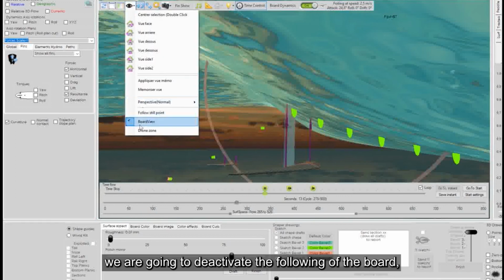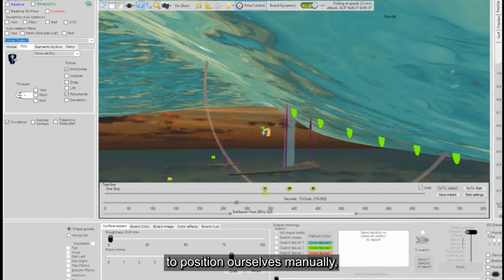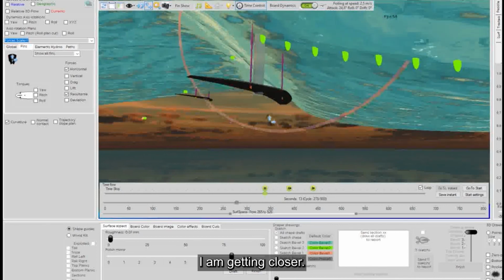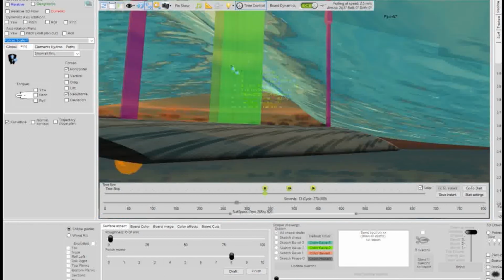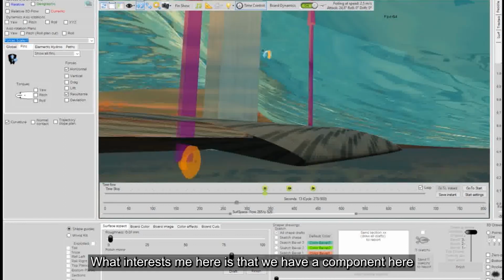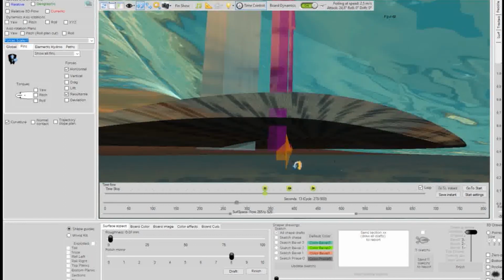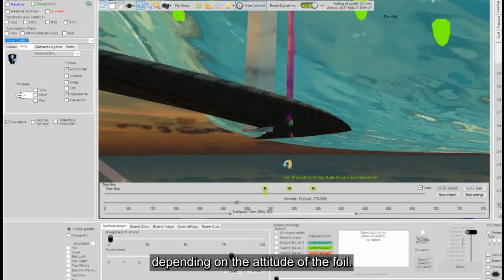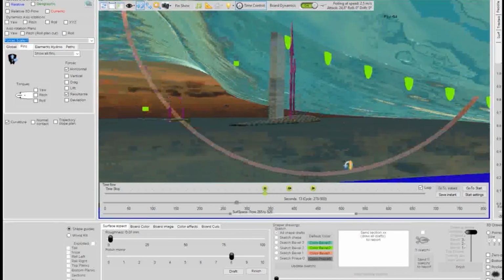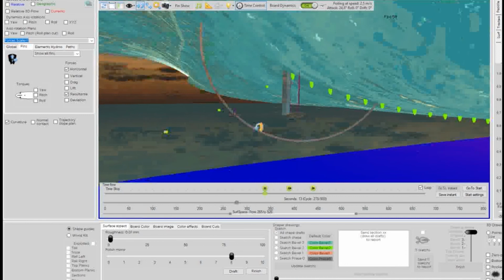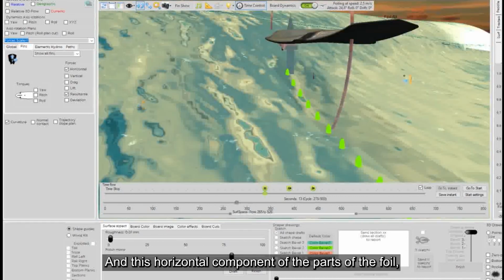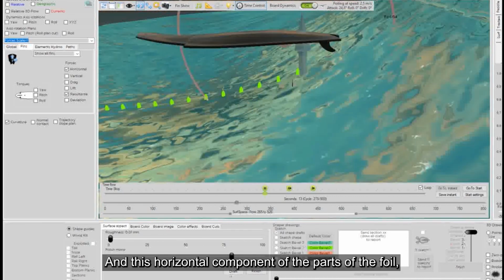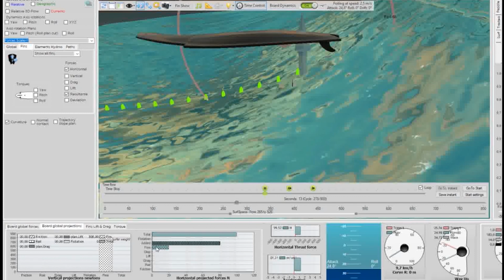We are going to deactivate the following of the board, to position ourselves manually. I am getting closer. What interests me here is that we have a component of horizontal force, which creates propulsion, depending on the attitude of the foil. And this horizontal component of the parts of the foil, we see it here in its entirety.